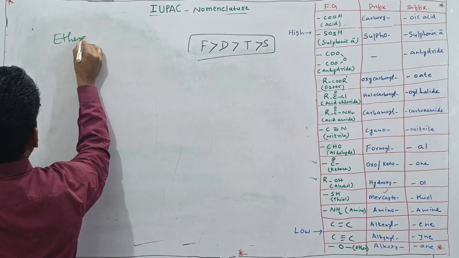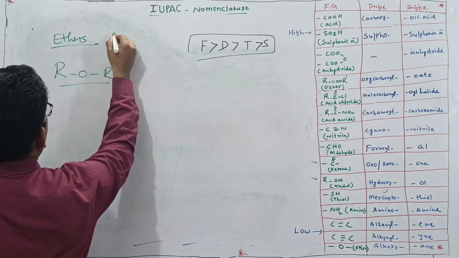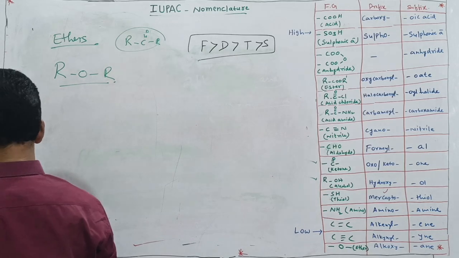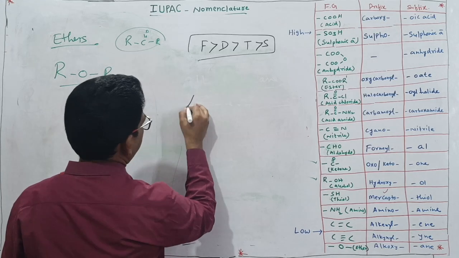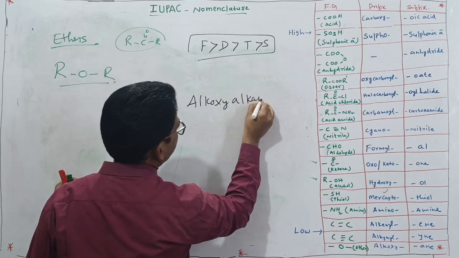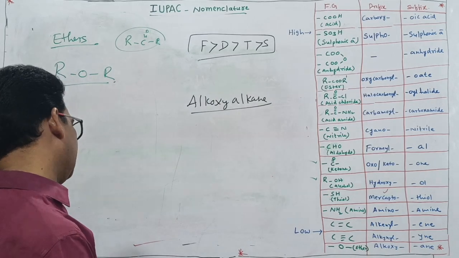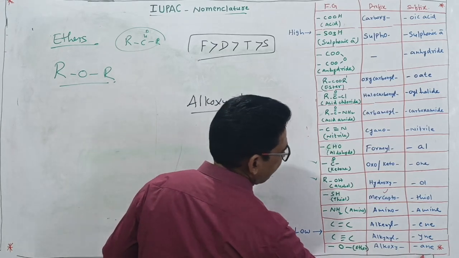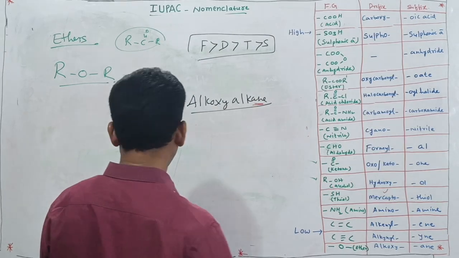What is the functional group for the ethers? ROR. Don't be confused. Ketone means RCOR. Ether means ROR. In this case, how we are writing the IUPAC name: remember, alkoxyalkane. This is the IUPAC name. How are we going to write it? Which one is the alkoxy? Which one is the alkane? Suffix will become -ane. See, for ether, suffix will become -ane. Prefix will be alkoxy.